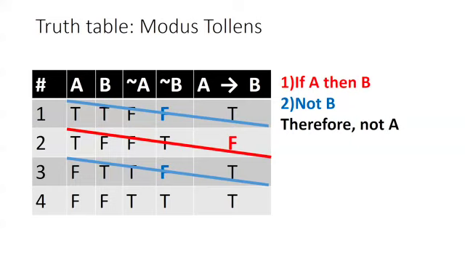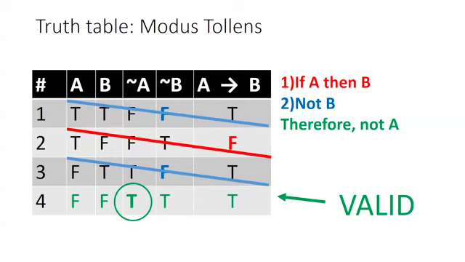And our conclusion says, therefore, not A. So we're going to look at that last possibility, and we find that, in fact, not A is true, right? Or in other words, A is false. So given the premises, the only logical possibility is that A is false. Or, in other words, not A is true. And therefore, our argument is valid. Our premises show us that the only logical possibility is what's given in the conclusion.